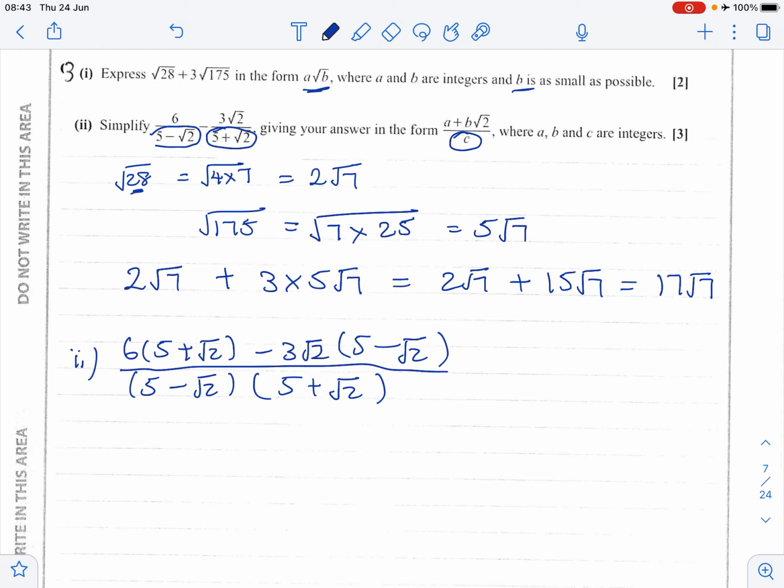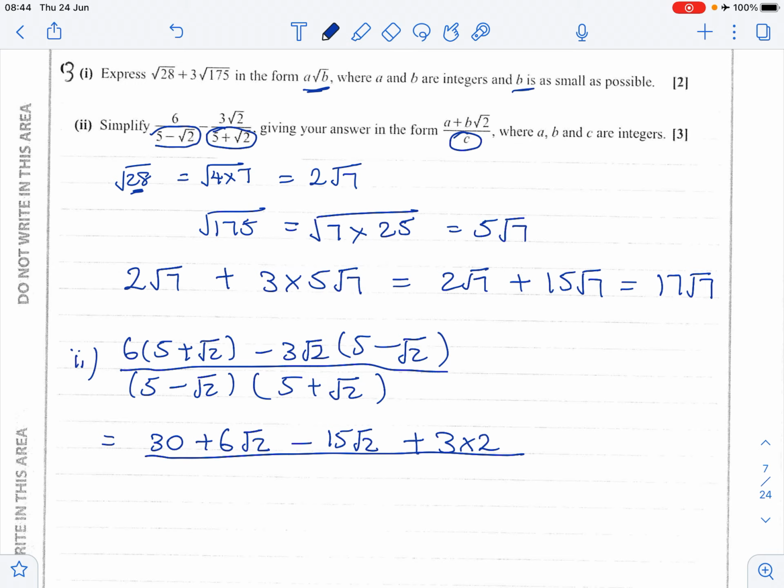A lot of you got this first step correctly, but make sure you take your time when you're expanding your brackets. So you have 6 times 5, which is 30. 6 times root 2 is plus 6 root 2. Minus 3 root 2 times 5 is minus 15 root 2. Remember here it's minus and minus, so 2 negatives becomes a plus. So it's plus 3 root 2 multiplied by root 2, which is 2.